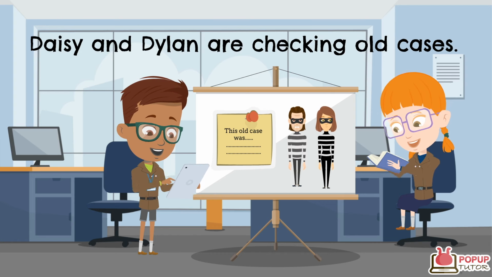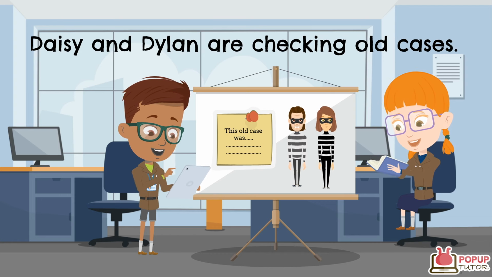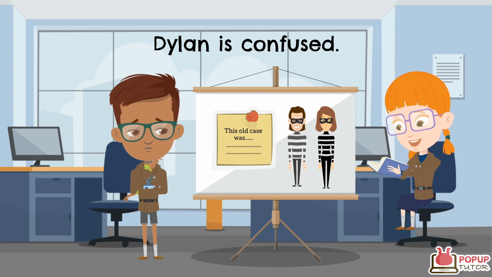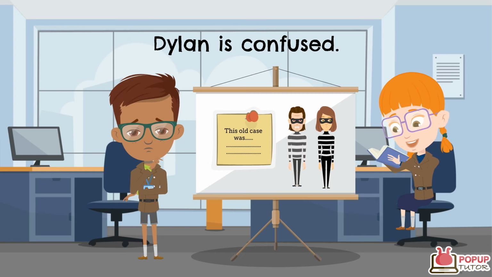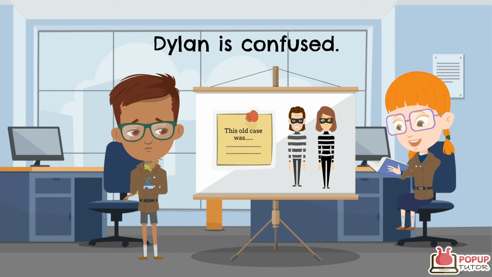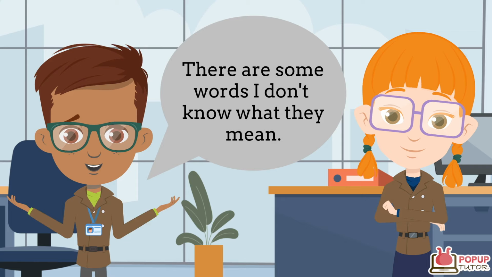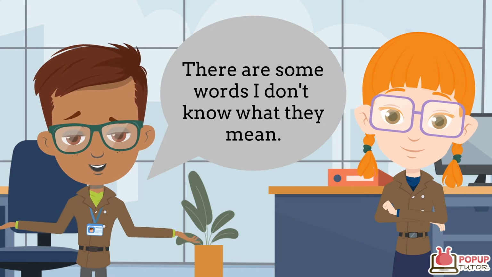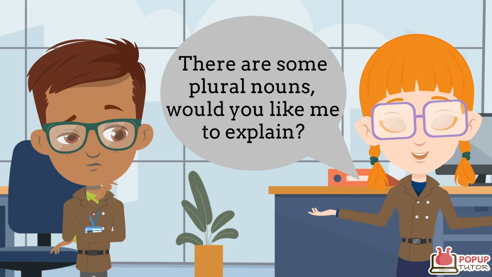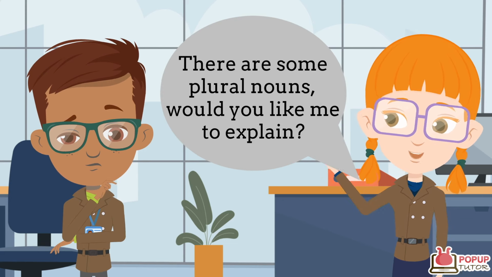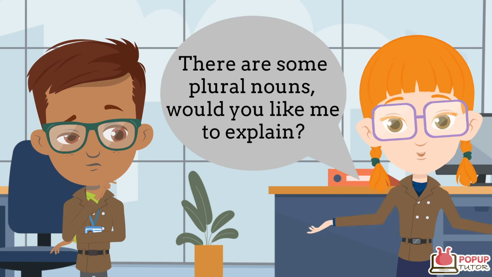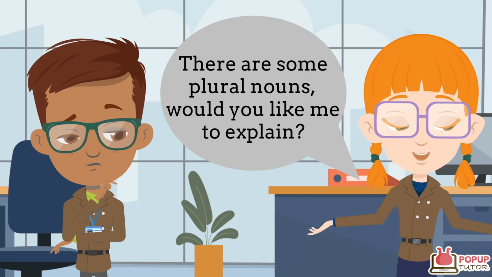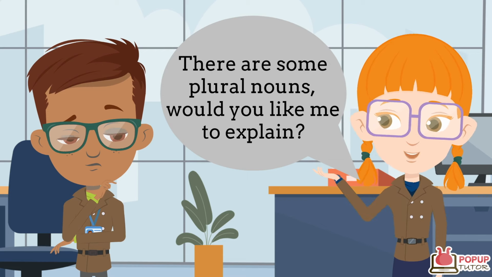The two detectives are constantly checking old cases from the past, and right now they are doing just that. As they're reading, Dylan notices he's seeing some words that he doesn't understand. Hey Daisy, there are some words here that I don't know what they mean. It's really confusing me. Oh really? Okay, let me have a look. Oh, okay, there are some plural nouns, but they follow rules we haven't covered yet. Would you like me to explain these rules to you?